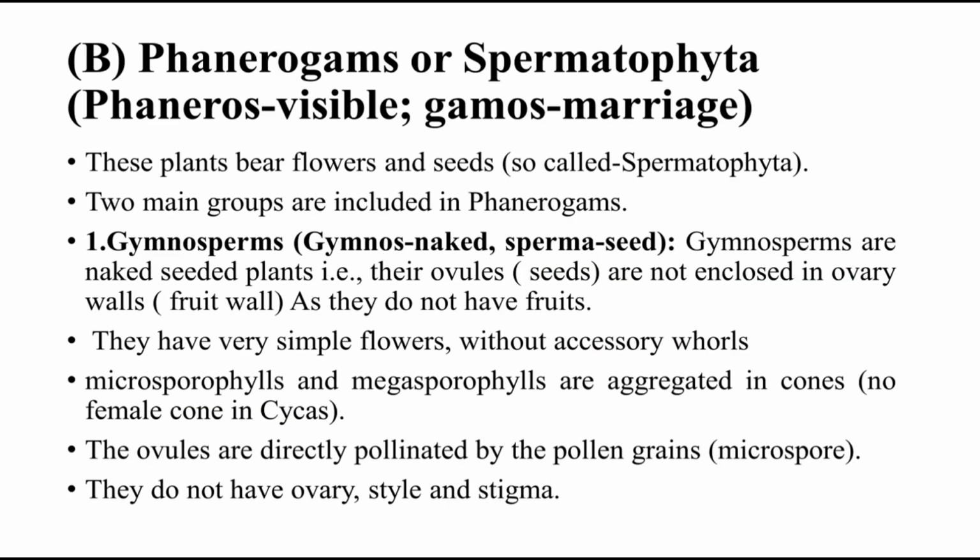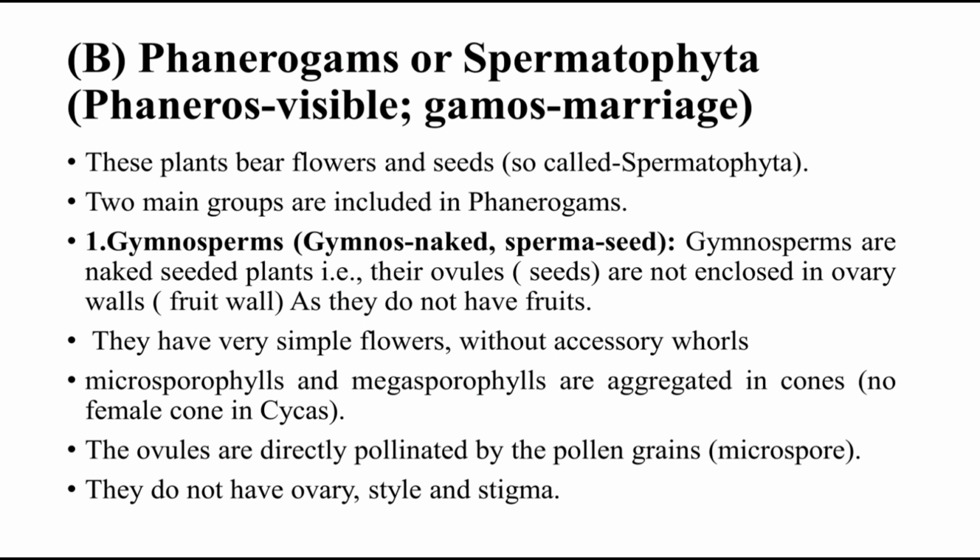Then phanerogams. Phanerogams have flowers and seeds, so they are called Spermophyta. The two main groups included under the phanerogams are gymnosperms and angiosperms. Then what are gymnosperms? Gymnosperms are naked seeded. Their ovules or seeds are not enclosed in an ovary wall. They lack a fruit. Angiosperms bear fruit and inside that fruit seeds are present, but gymnosperms lack that fruit. They only have the seeds.